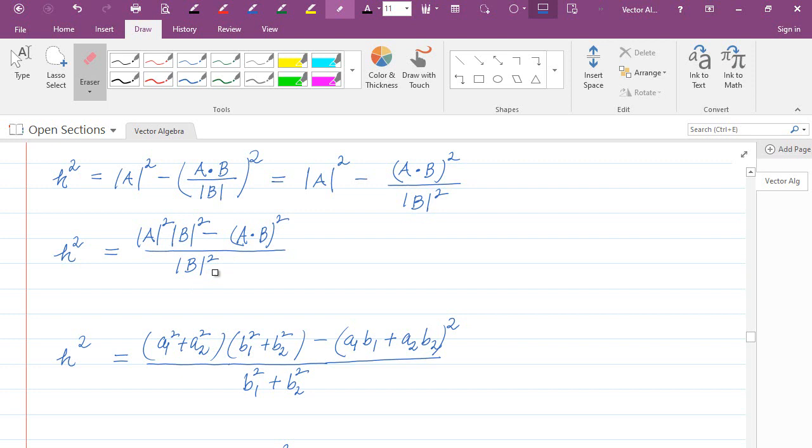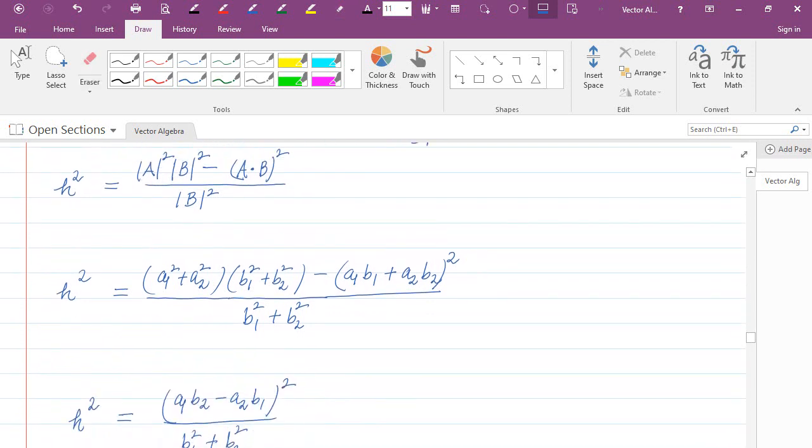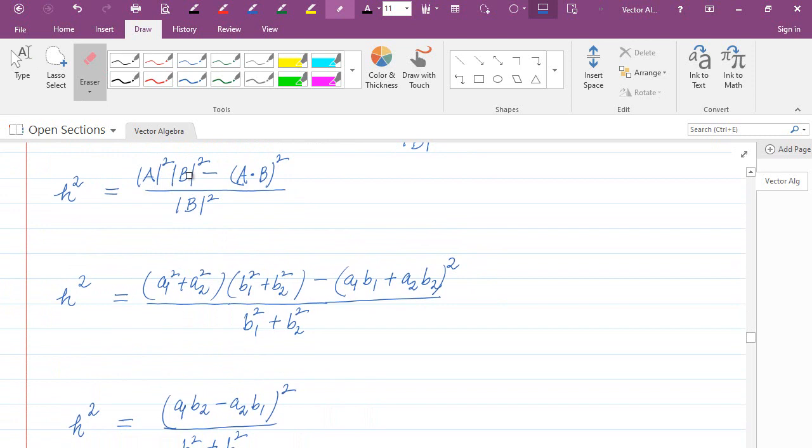Okay, so at this point what we do is express each quantity here in terms of the components of A and B. Recall that the components of A are A1, A2, and the components of B are B1, B2. So the length of A squared would be A1 squared plus A2 squared. Length of B squared would be B1 squared plus B2 squared. And A dot B would be A1 B1 plus A2 B2, squared. And the denominator is also the length of B squared.